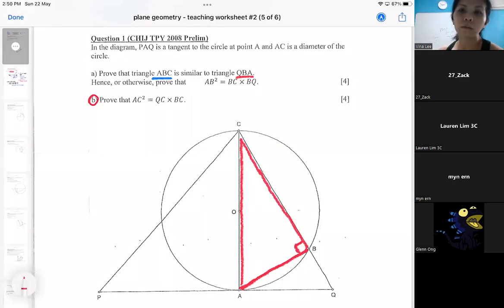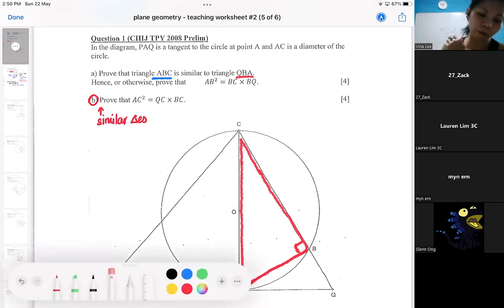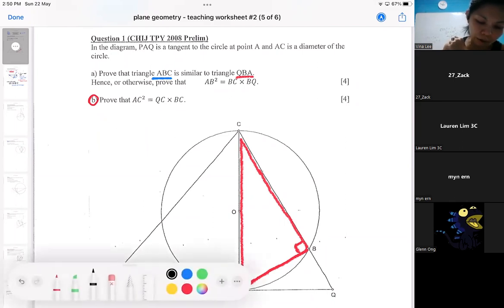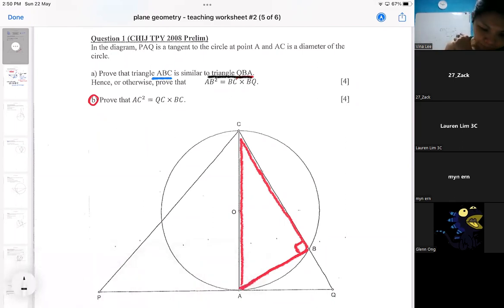Okay, so if you look at this question, as I mentioned just now, part A tries to make use of similar triangles. So the hint is, here we also use similar triangles. Correct, so part A uses similar triangles, part B also uses similar triangles. Another approach will be to make use of this to prove this.